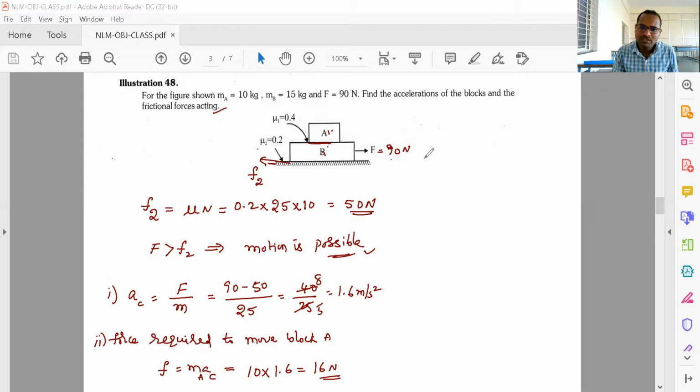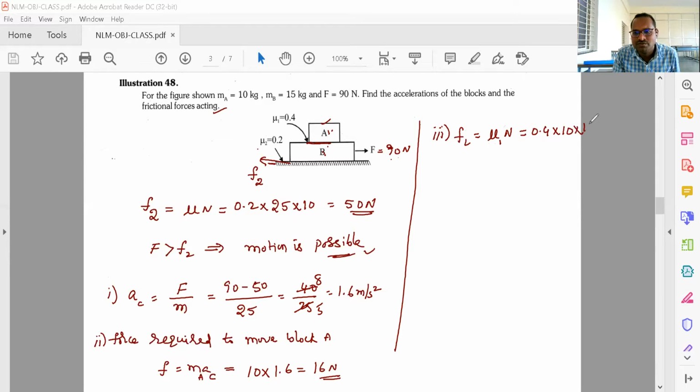But actually, how much frictional force is there between them? We need to find. Limiting frictional force between them is mu1 into normal reaction. Mu1 is 0.4. Normal reaction is the mass of block A only, that is 10 into acceleration due to gravity, which is 40 Newton. Clear, students? Are you getting? For us, force required is 16 Newtons only, but the limiting frictional force it can produce is 40 Newton.